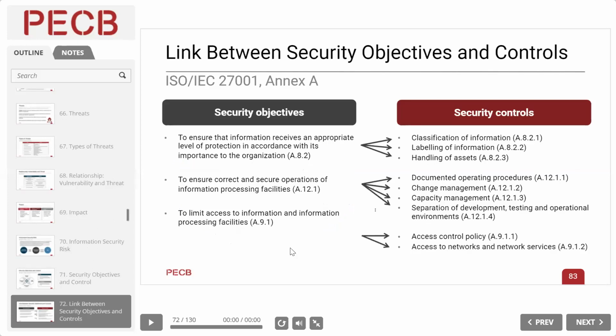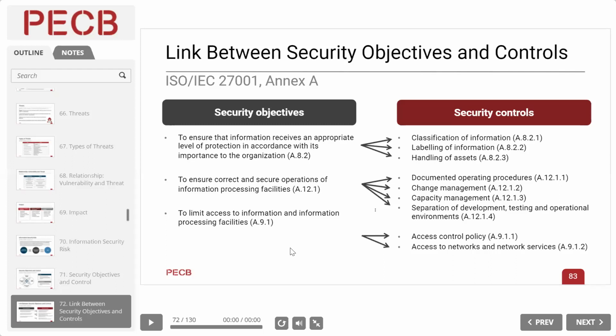Now let's break down the wording and the documentation within ISO 27001. So as I said, the Annex A, this is what the Annex A contains. The Annex A provides us with a brief description of the control objective and the controls. The control objective is the objective which we need to meet.